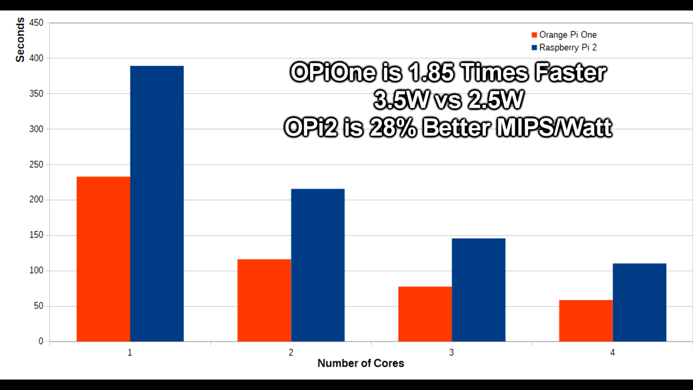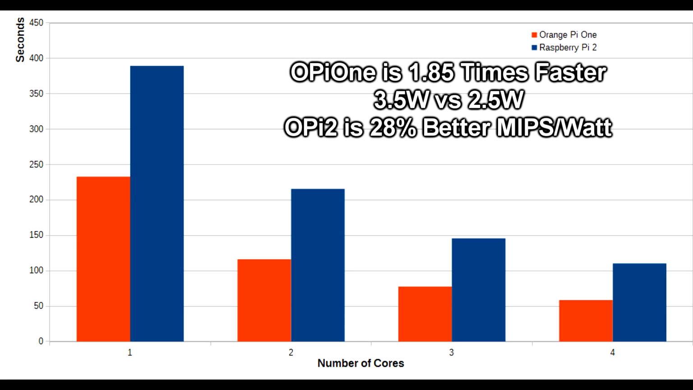But if the Raspberry Pi 2, which draws 2.5 watts full tilt, actually got the same performance as the Orange Pi, then it would need 4.5 watts. But the Orange Pi 1 only takes 3.5 watts with all four cores pumping. So it's actually about 28, maybe 30% better in terms of MIPS per watt. So if you're looking to run a supercomputer cluster of these things, then obviously the Orange Pi 1 wins hands down.